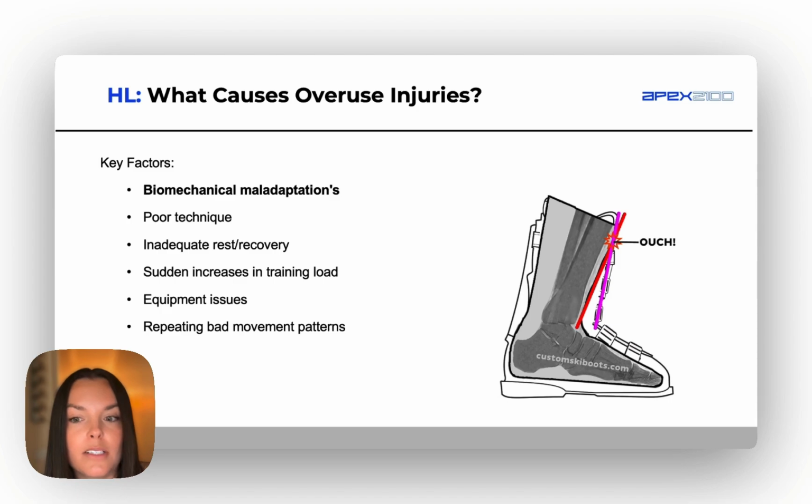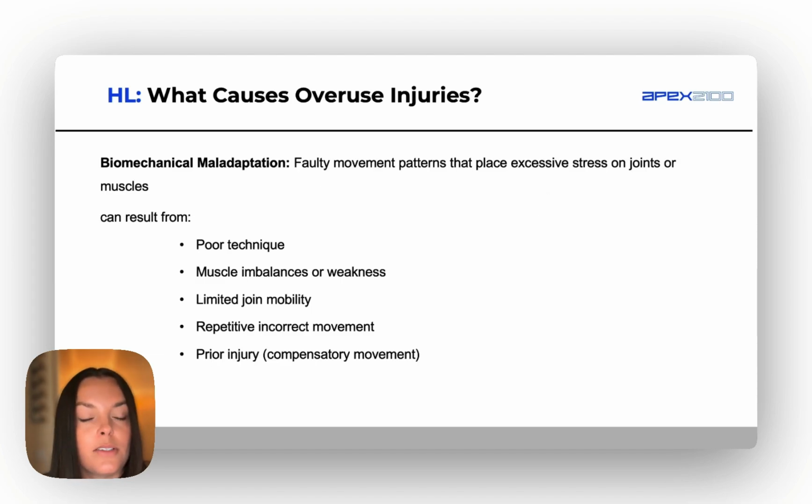A big sudden increase in training load, so again jumping into something more intense and high volume after a period of rest too quickly, it can overwhelm the body's ability to adapt. Equipment issues and repeating bad movement patterns, so using poor technique over and over again, placing some uneven stress on your muscles and your joints, gradually leading to an overuse injury. So again, biomechanical maladaptation is a faulty movement pattern that puts excessive stress on joints or muscles, and it can result from any of these things that I've just spoken about.